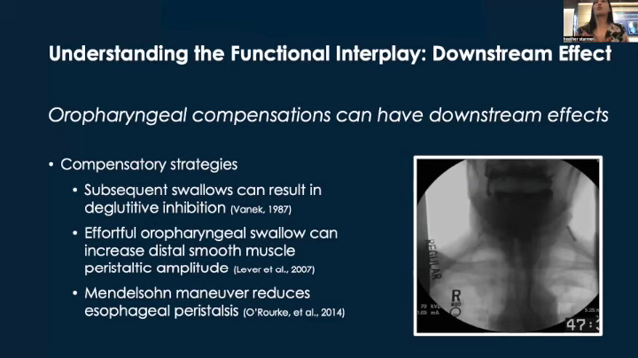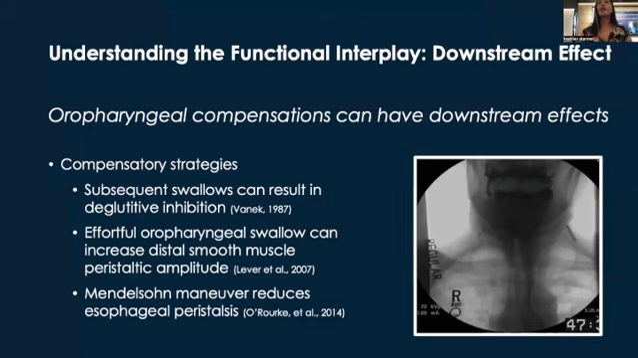But unfortunately, those rapid sequences of swallows may result in deglutitive inhibition or hinder esophageal peristalsis. And so that's something to consider when you get your patient into the AP view or do your esophageal screen, rather than jumping to, "Oof, they look like they have some dysmotility." Maybe it's because we gave them a compensatory strategy that induced that dysmotility.